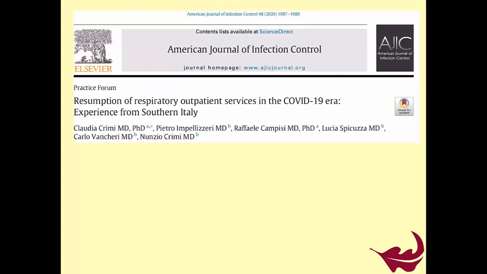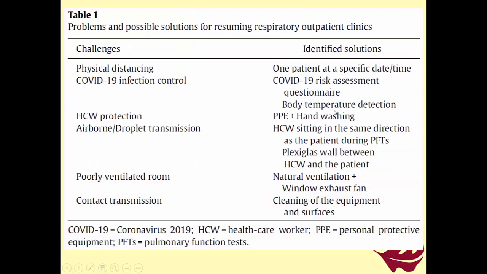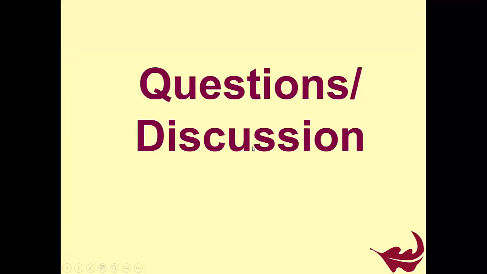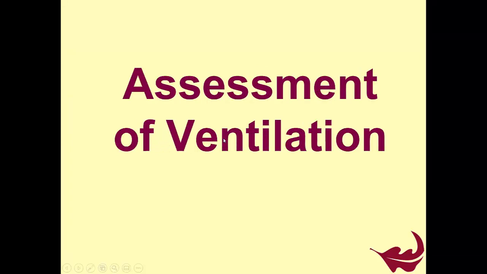There are a lot of publications in this regard as well. So this is one of them, resumption of respiratory outpatient services in the COVID-19 era. So experience from Italy, where they give some guidance and some solutions. So physical distancing and infection control, how do you protect the healthcare worker if you've got a poorly ventilated room, the contact transmissions and so forth. So a lot of guidelines available in this regard. So I've got some details on how to assess ventilation.